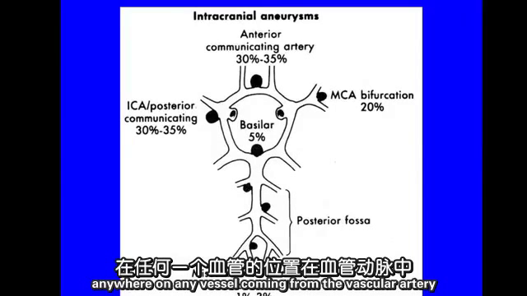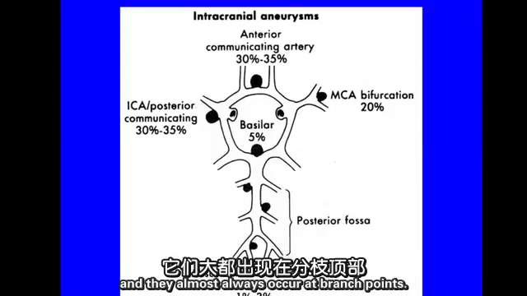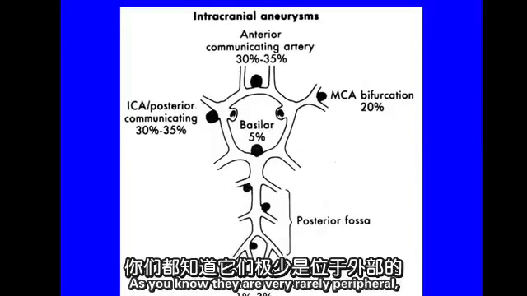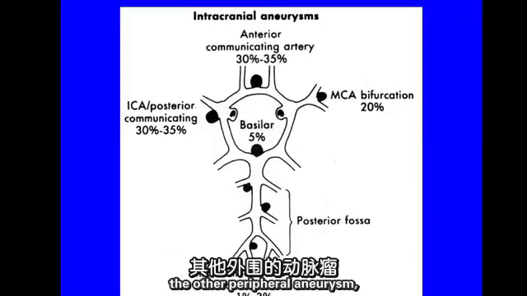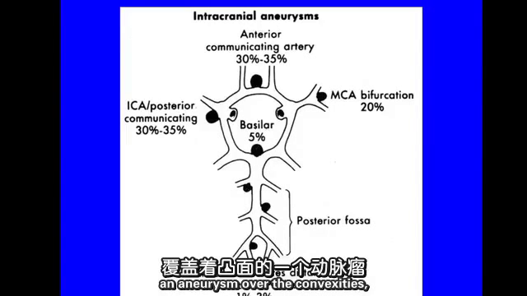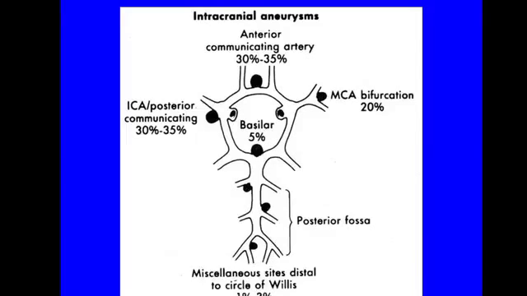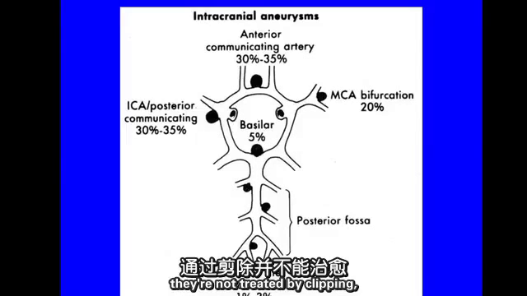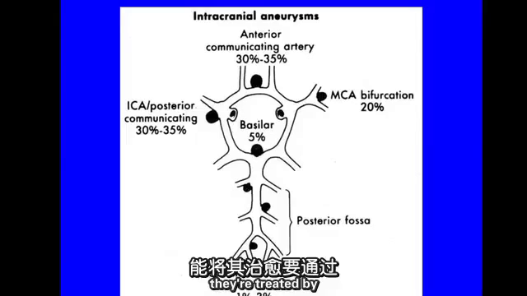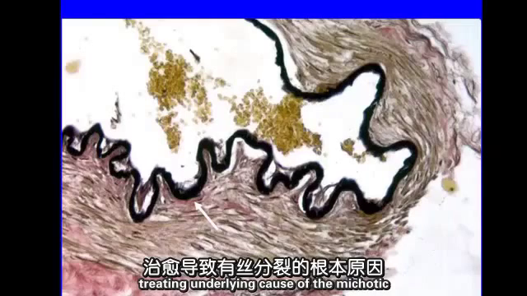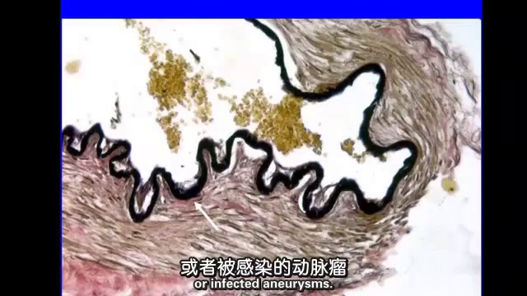but you can get a berry aneurysm anywhere on any vessel coming from the basilar artery, and they almost always occur at branch points. As you know, they're very rarely peripheral. If you have a peripheral aneurysm, an aneurysm over the convexities, you always worry about a mycotic or an infective aneurysm, and they're usually multiple, and they're usually not treated by clipping. They're treated by treating the underlying cause of the mycotic or infective aneurysms.